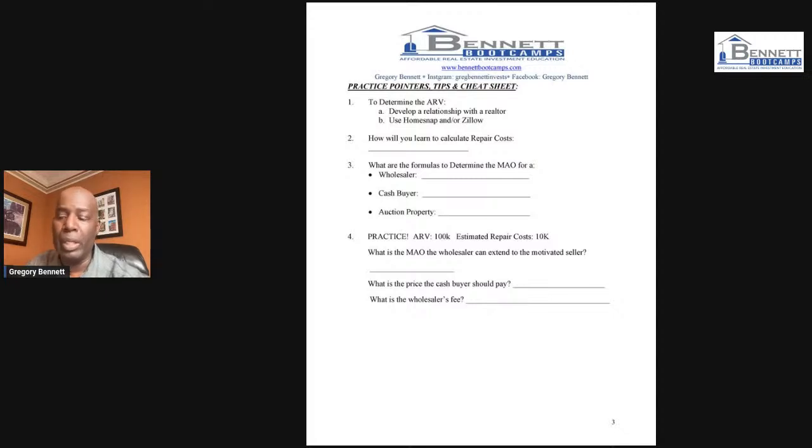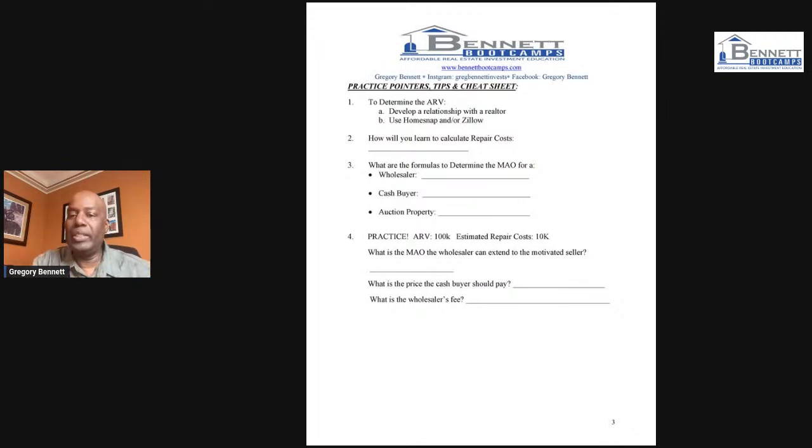Somebody tell me, in this case, what should the wholesaler make in this deal? What's the wholesaler's profit, you guys? You guys should be able to do it without even using the calculator.